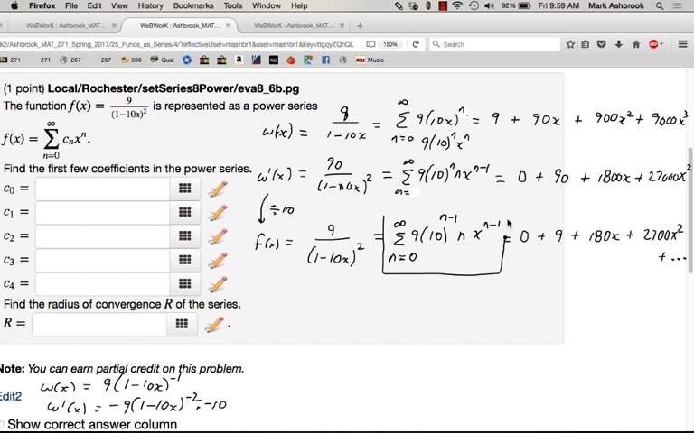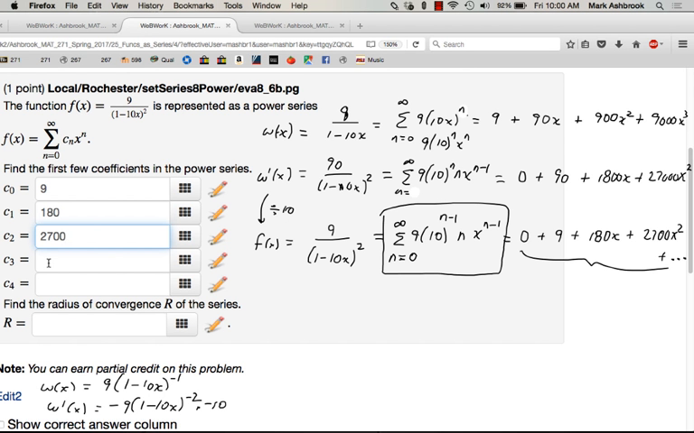And now we're back to our question again, but now looking at this is going to help us put these coefficients in, right? It's the same thing. C0 is the coefficient when x to the 0. So when you have x to the 0, what is the coefficient? 9. C1 is the coefficient when you have x to the first power. 180. C2.